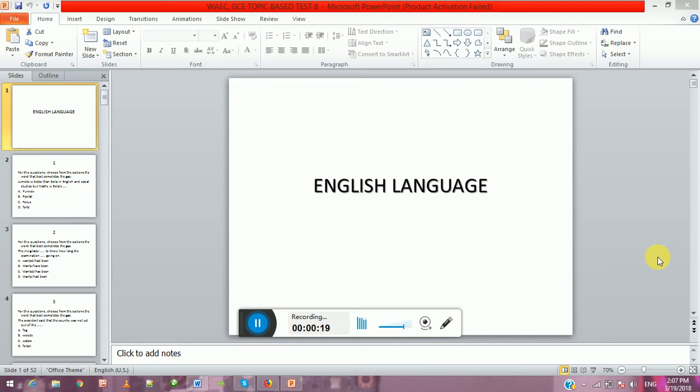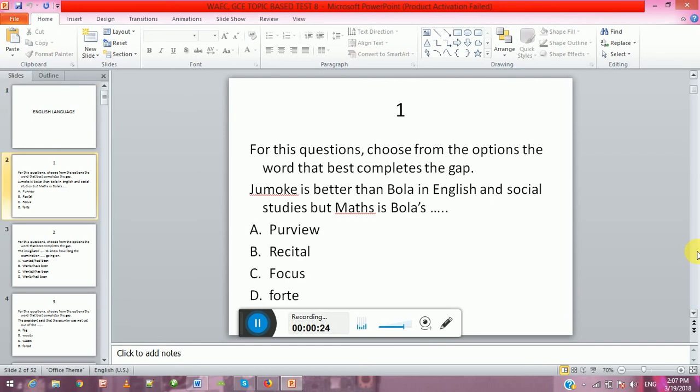Today we are going to be starting with English language. The number one question says, for these questions, choose from the options the word that best completes the gap. Jumoke is better than Bola in English and social studies, but maths is Bola's dash. A. Purview. B. Recital. C. Focus. D. Forte.